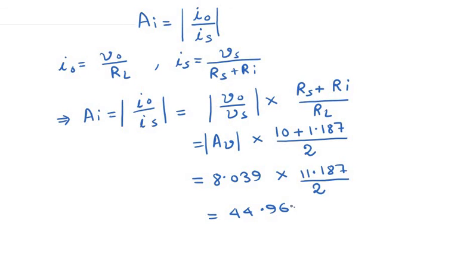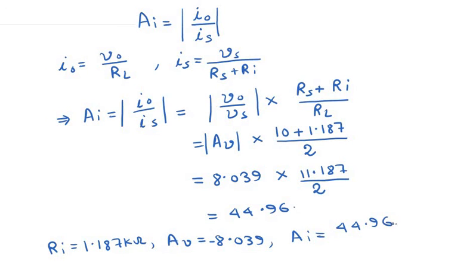So we have found the answers to all three components of the question. This is our answer: Ri is equal to 1.187 kilo ohms, the voltage gain AV is equal to minus 8.039, and the current gain AI is equal to 44.96. Okay, so this is our answer.